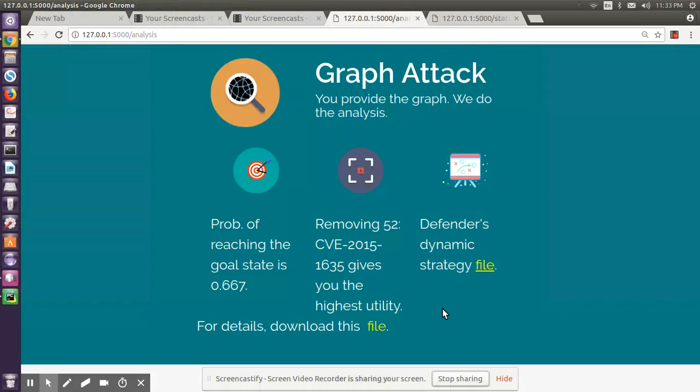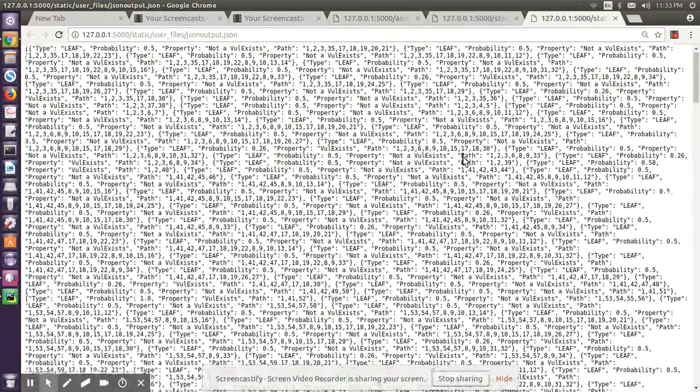We also provide you an extra file which has the JSON values of all the nodes in your attack graph.xml, which essentially states with what probabilities these nodes can be reached and what are the different paths to reach these nodes.